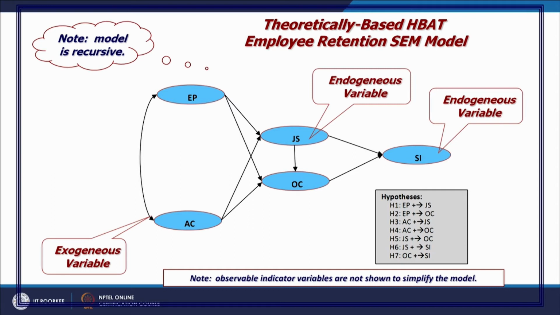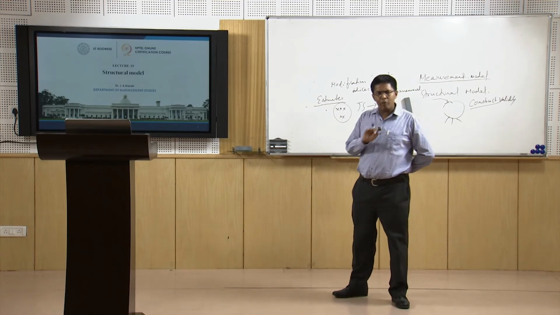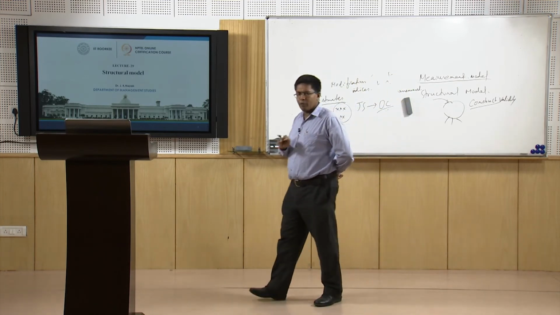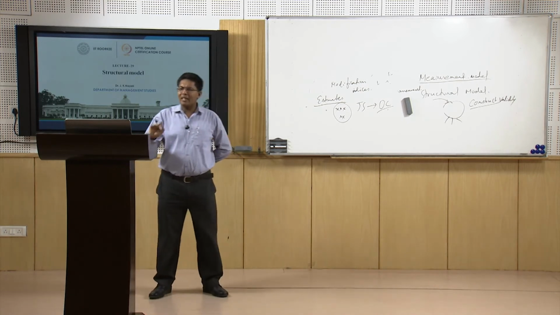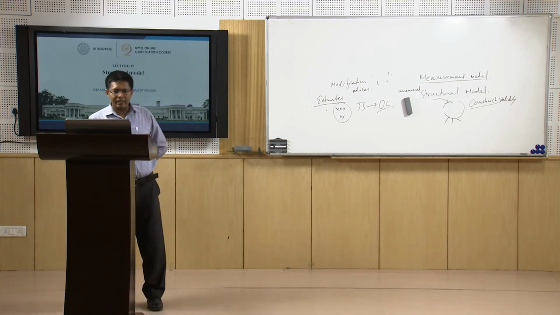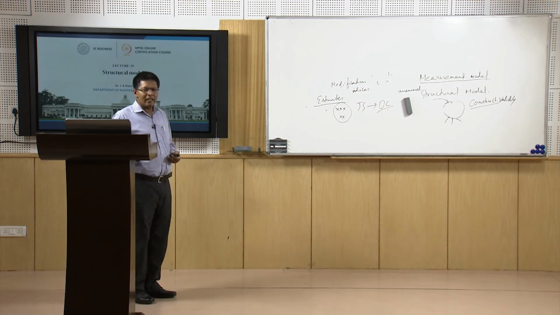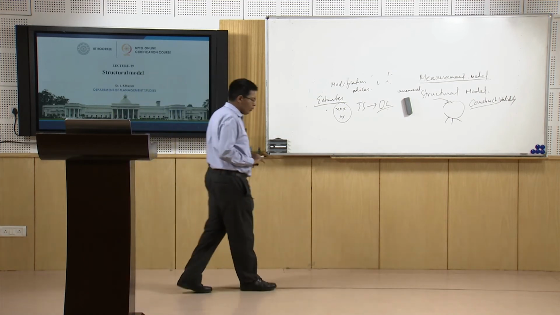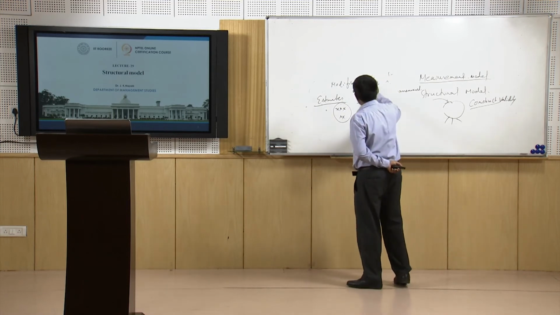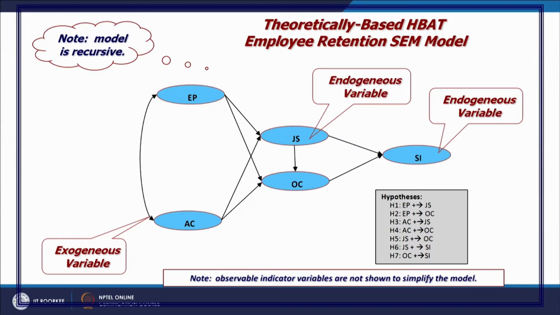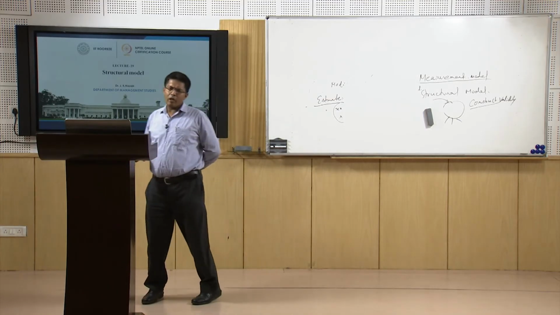So, this is not coming true. That means this hypothesis is a false hypothesis. We cannot say that JS actually affects OC and then that affects SI, right. So, this is one thing that you are given, right. So, at the end you will get all the estimates with their significance values, and through that you can accept or reject your hypothesis, right.